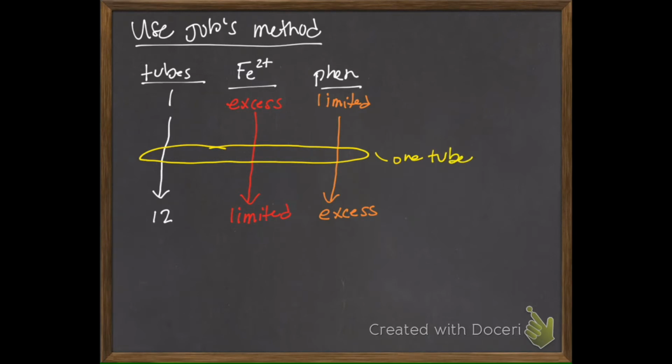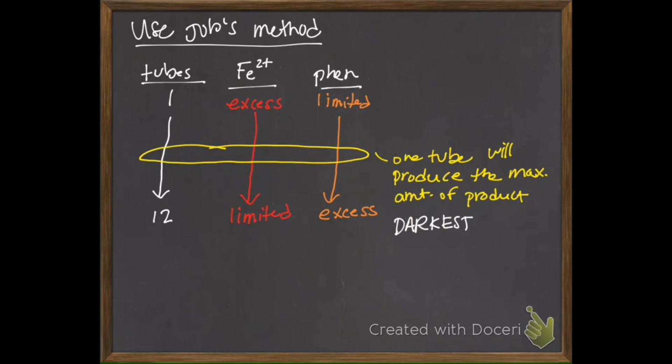It is going to have the perfect amount of both iron 2 ion and phenanthrene to produce the maximum amount of product. Right? We're not going to run out of phenanthrenes. We're not going to run out of iron. We're going to produce the maximum amount of product. And this tube that produces the maximum amount of product is going to be the darkest red-orange tube in our set, right? So we have 12 tubes. The darkest one means we produce the most amount of the complex ion product.